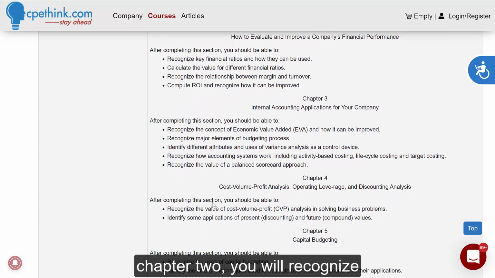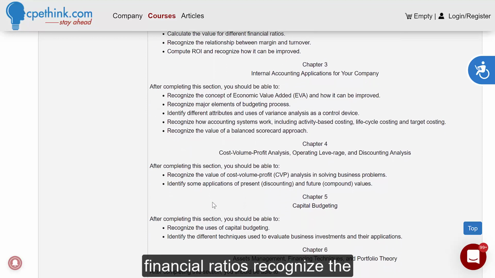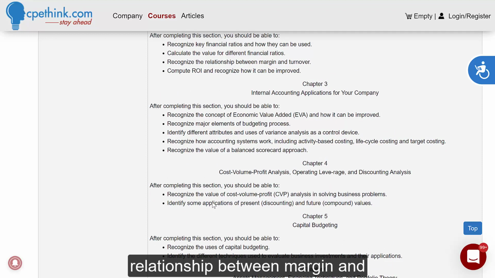Chapter 2, you will recognize key financial ratios and how they can be used, calculate the value for the different financial ratios, recognize the relationship between margin and turnover, compare return on investment, or ROI, and recognize how it can be improved.